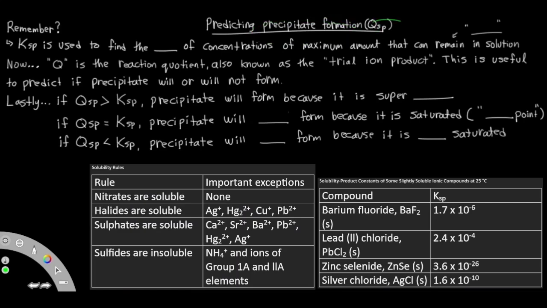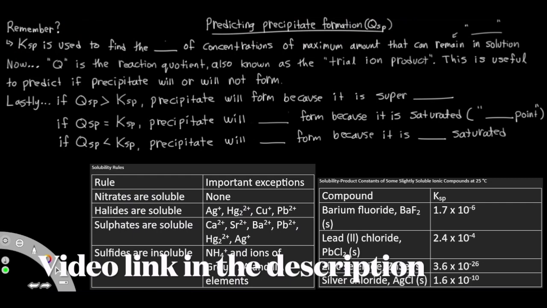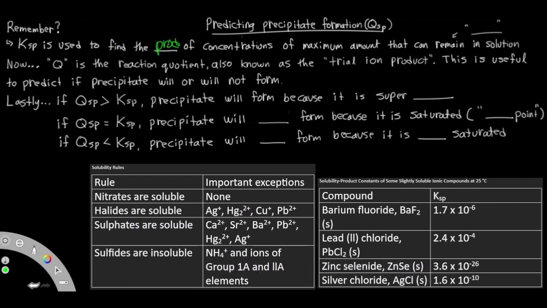Predicting precipitate formation with a QSP. What was the KSP in the previous video? The link is in the description. It's used to find the product of the concentrations of the maximum amount that can remain in the solution. That means it can readily dissolve. It's not going to get to a point where it builds up as a leftover amount and precipitates to the bottom of the beaker.